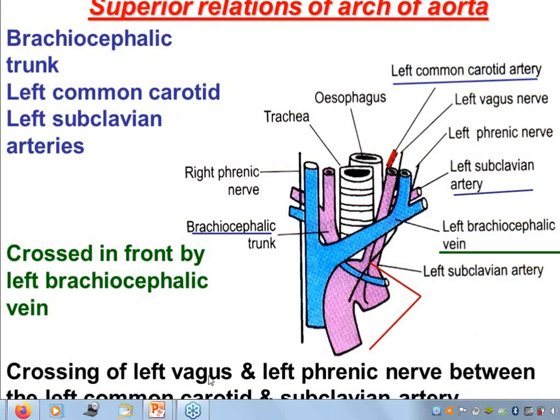Apart from that, there is crossing of the left phrenic and the left vagus nerve, which can be seen between the left common carotid and left subclavian arteries. So this is the left common carotid, there is the left subclavian. You can see that the left vagus and the left phrenic nerve are also seen. If you remember the mediastinal surface of the left lung, over here you saw the crossing of the left vagus and the left phrenic nerve.